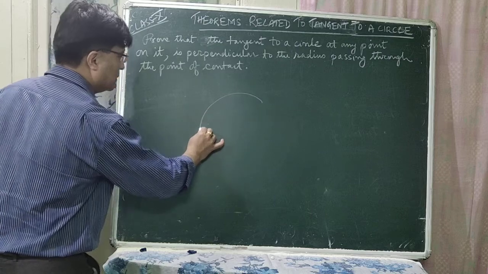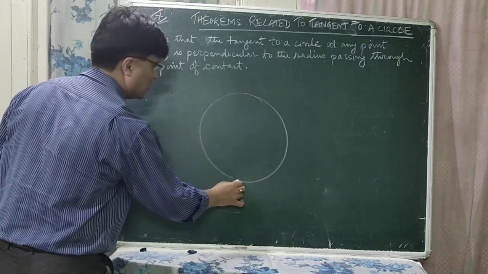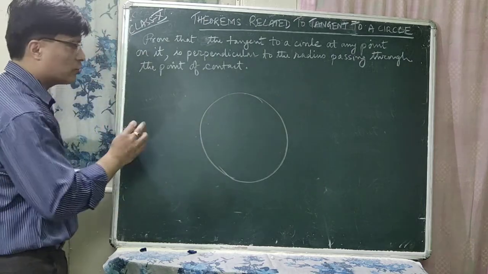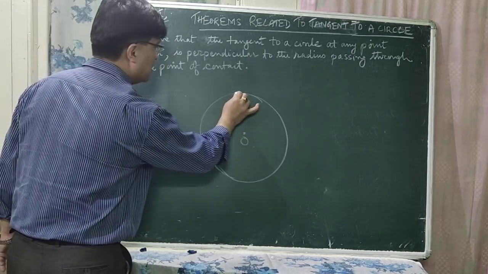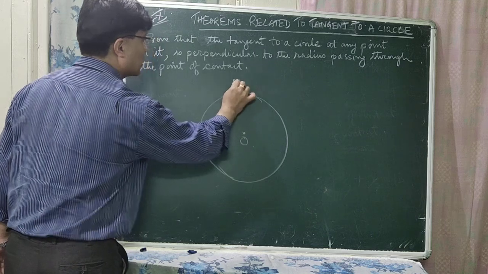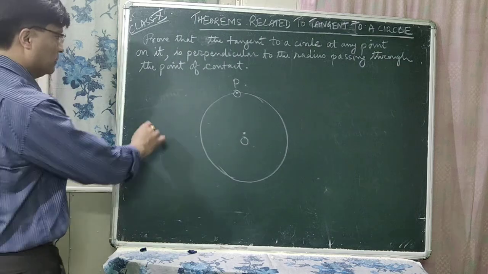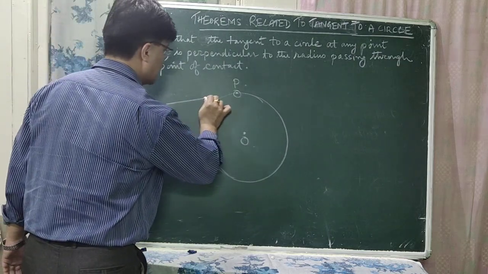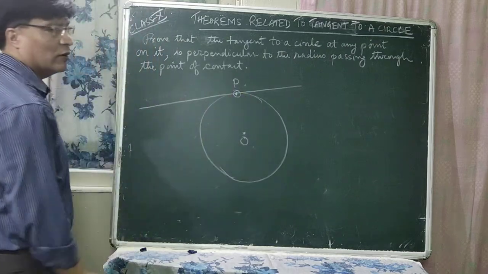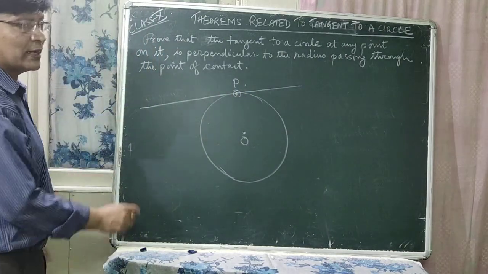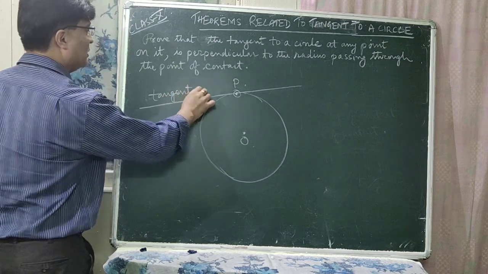You draw a circle. Let us draw a circle with the center O. And there is a point P on the circle. Now draw a straight line which touches the circle at the point P on it. So this straight line will be the tangent. So what is the tangent to the circle?